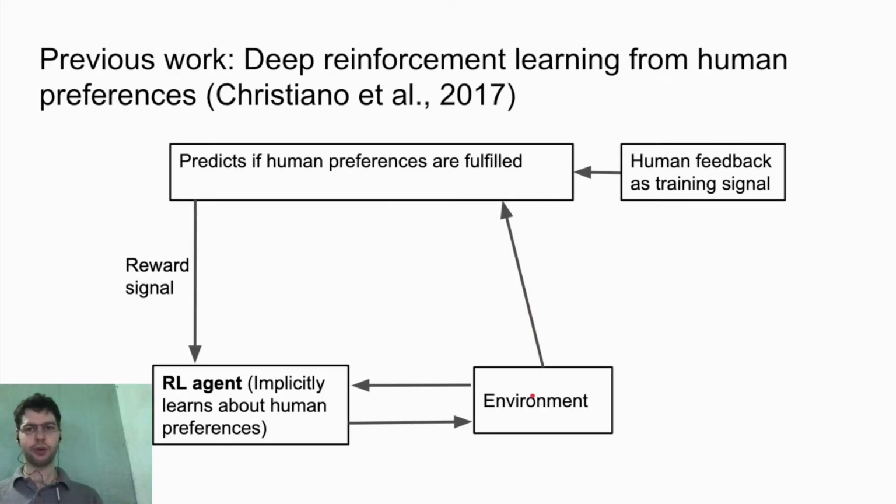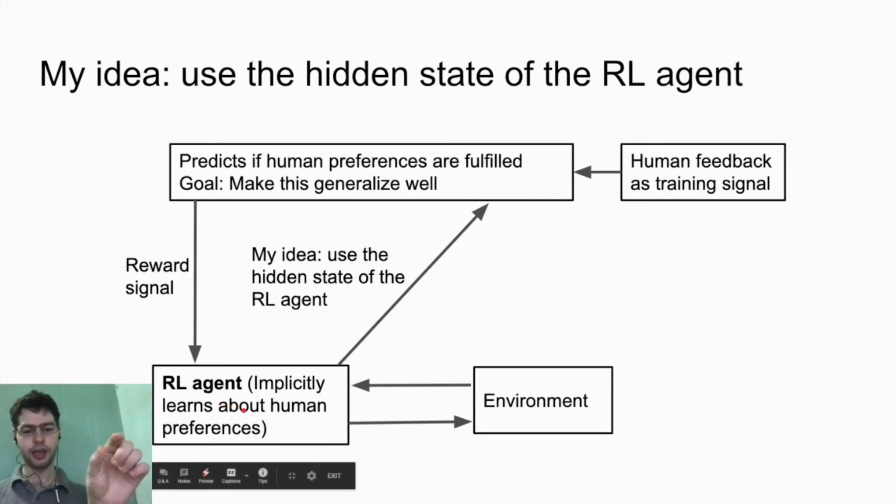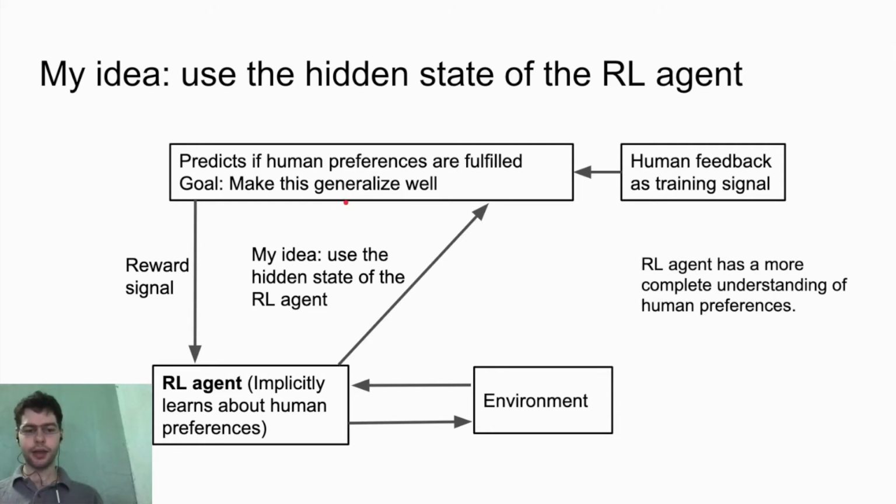So the previous work has the human preference predictor take the raw state of the environment as input. But I think that in order to take advantage of what the reinforcement learning agent implicitly learns about human preferences, we should use the hidden activations of the reinforcement learning agent to train the preference predictor off of. I think that this will help because the reinforcement learning agent has visited a lot more states than we can collect human feedback for. So I think that through that process, the agent will have built up a much more complete and robust understanding of human preferences than we can get from the human feedback alone.